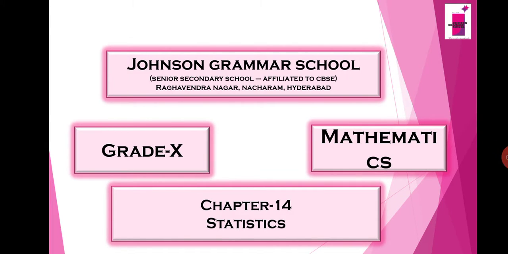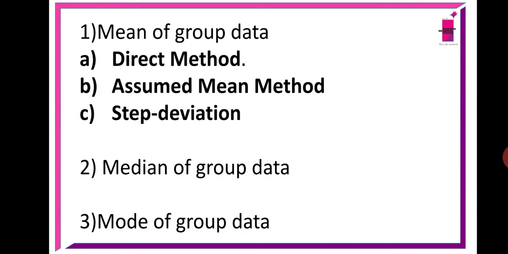In this session, we are going to start the chapter statistics. In chapter statistics in grade 10, we have mean, median, mode, and ogive curves, less than and greater than ogive curves. In this session, we are going to learn about mean. Mean of grouped data can be found by the direct method, assumed mean method, and step deviation method.